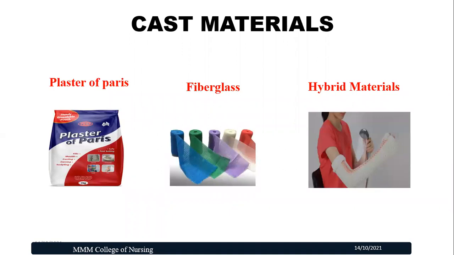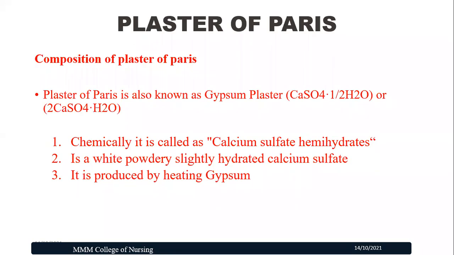There are different materials that are available to apply the cast. That is, the traditional one is the Plaster of Paris. Next is the fiberglass, and the third one is the hybrid material, or we call it thermoplastics. So first we'll discuss the Plaster of Paris.